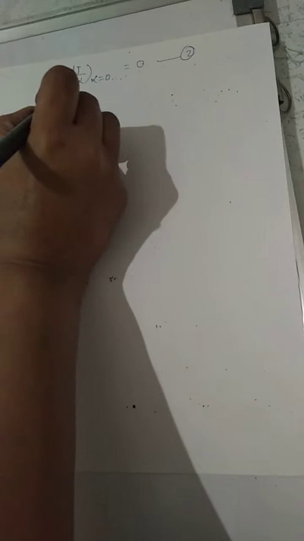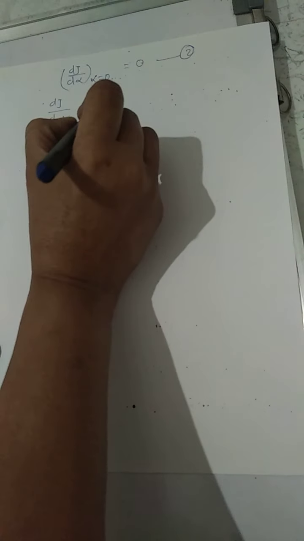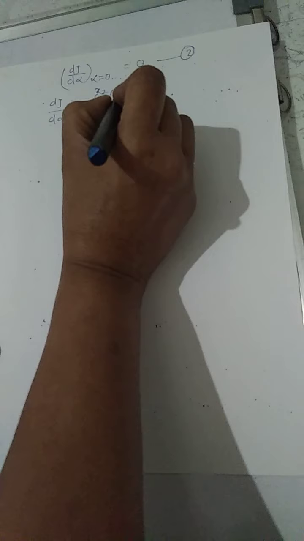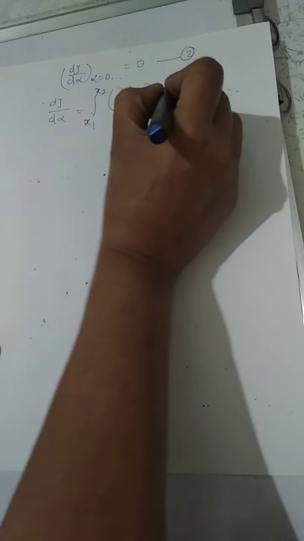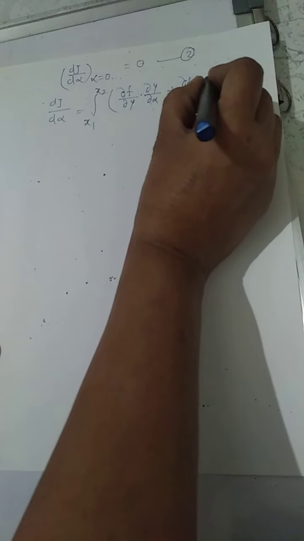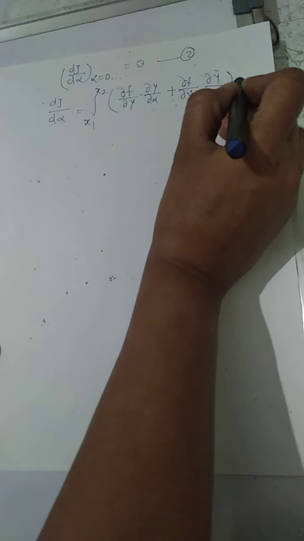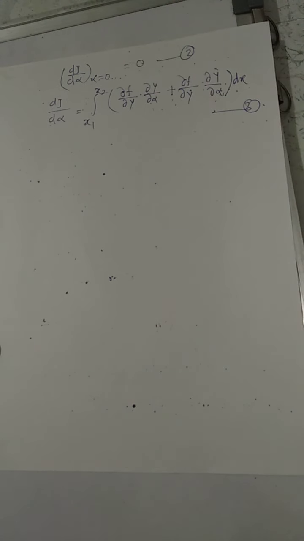By the usual method of differentiating under the integral sign, we find that integrating the equation first, we get dJ/dα equals the integral from x1 to x2 of ∂f/∂y times ∂y/∂α plus ∂f/∂ẏ times ∂ẏ/∂α, and the derivative of x is 1, then dx. This is equation 3.